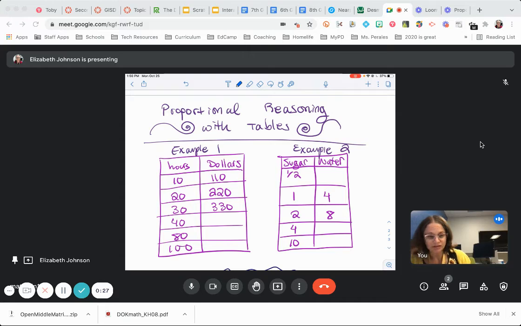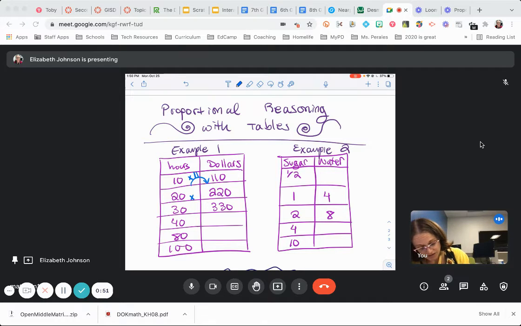What you want to do is compare your independent and dependent values. In other words, 10, is there a number I can multiply 10 by to get 110? 11. Now let's see, is this relationship true with other rows in my table also? Because it might not be. It might only be true for one. We have to check it out.